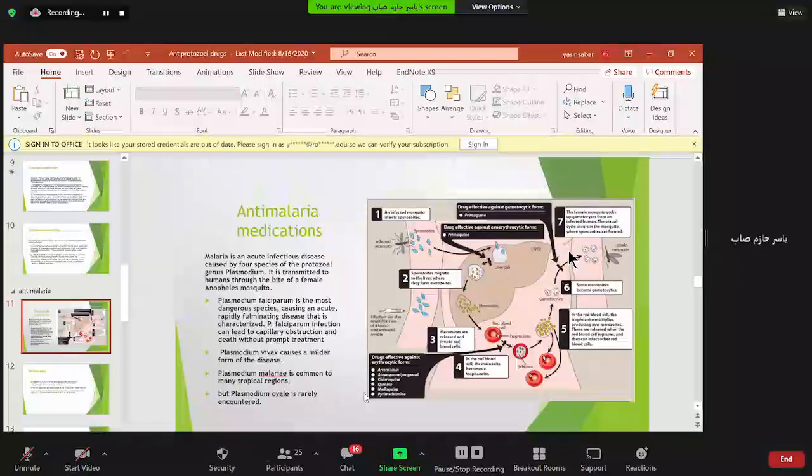Plasmodium vivax causes a milder form of the disease, while Plasmodium malariae is common in many tropical areas. But Plasmodium ovale is rarely encountered.